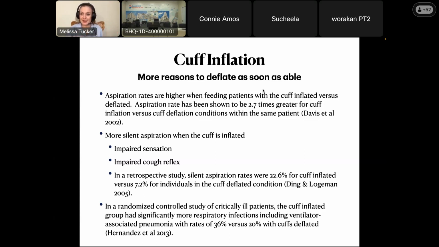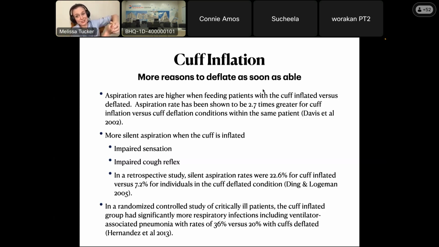The other thing that we see in our clinical practice is that the cuff, especially if it's overinflated and the cuff pressures are really high, over time causes irritation to the tracheal wall. It can cause granulation tissue, causes decreased sensation. So cuff down is better. As soon as we can take that cuff down, we want to be advocating for that.